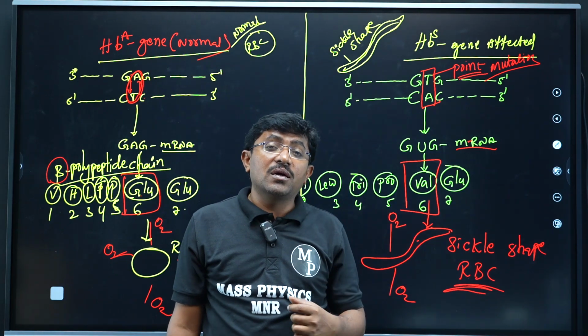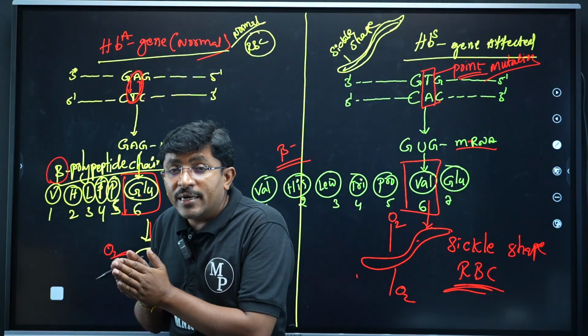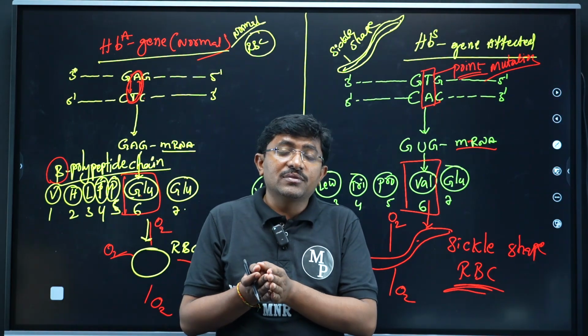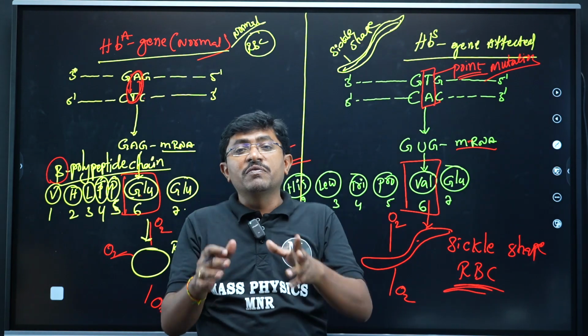But as for the NEET 2021 question, both parents are heterozygous for sickle cell anemia. Then what is the percentage? It is not asking the probability. Probability is always 50%.